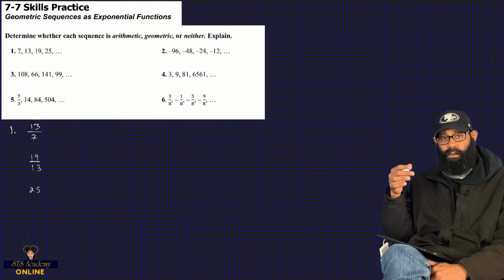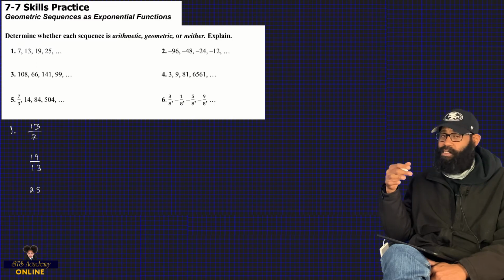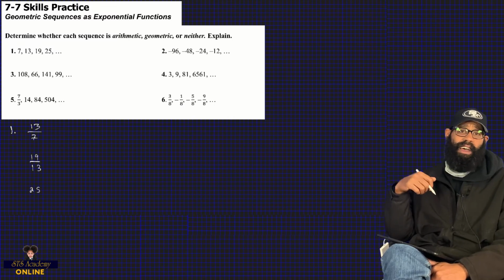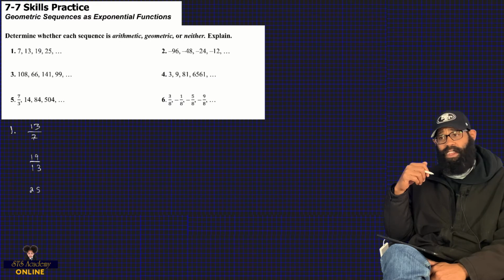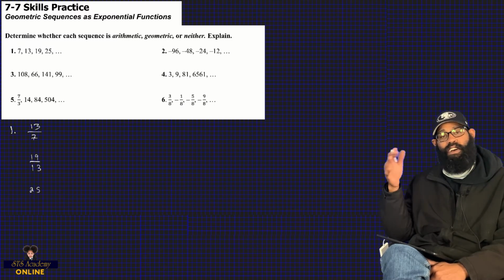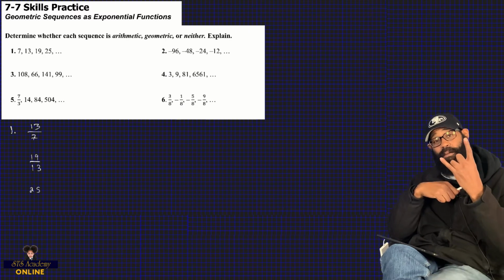If it's 0, 5, 10, 15, 20, the pattern is you're adding 5 each time. I can change the pattern to subtracting 5. I can change the pattern to multiplying by 3. I started with 7. The next number is 21. The next number is what? 63, right? Have to do that in the head. So again, guys, we're just talking patterns, but what's interesting today is we're talking about 2 different types of patterns.